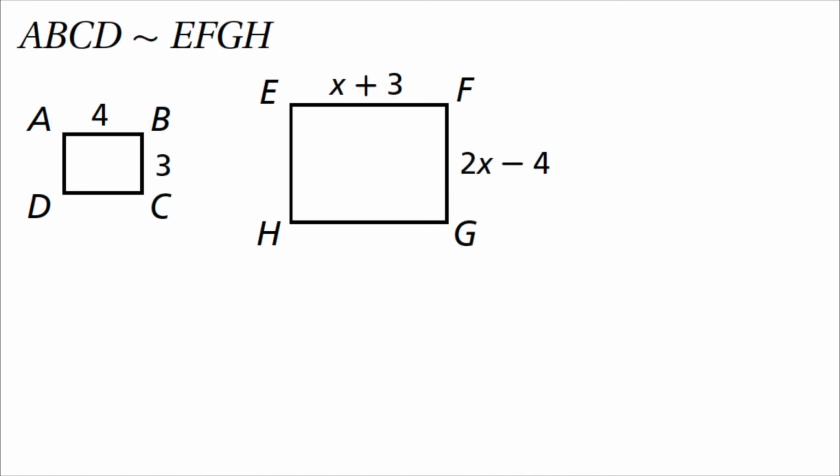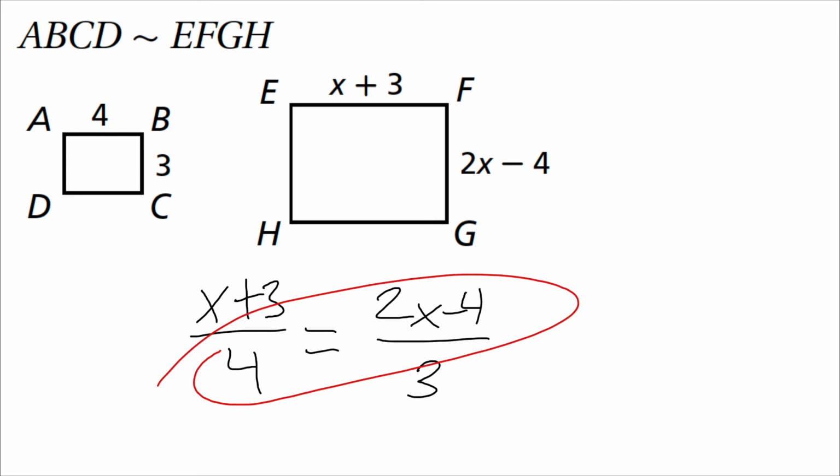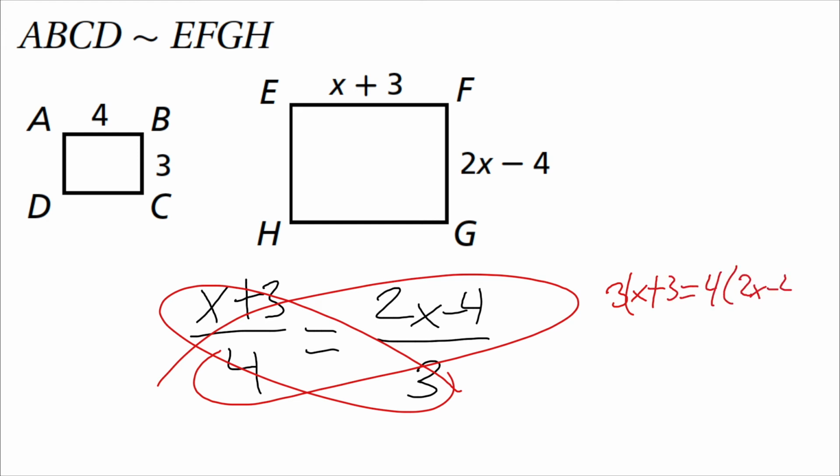In this case, we know A, B, C, D and E, F, G, H are similar. So what we would say is, I like to put the variables on top. x plus 3 is to 4 in the same way that 2x minus 4 is to 3. So at that point, we cross multiply. This becomes 3 times x plus 3 equals 4 times 2x minus 4.